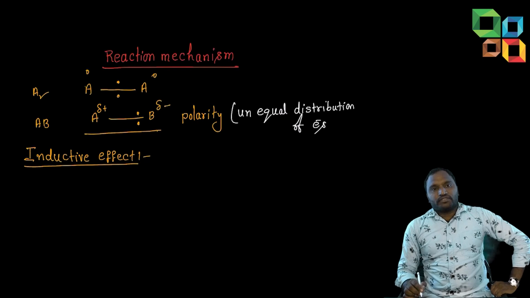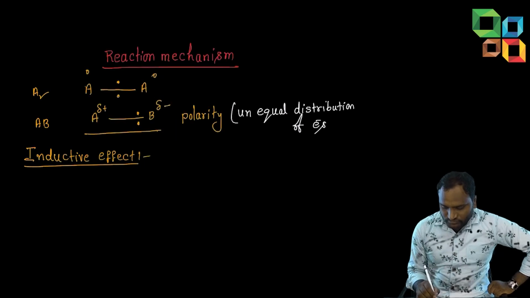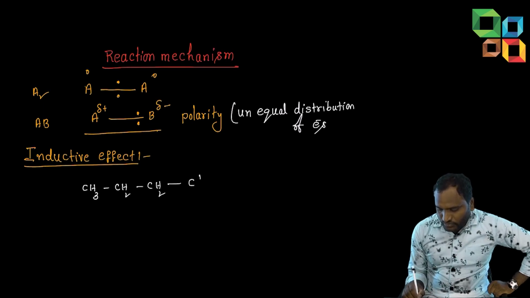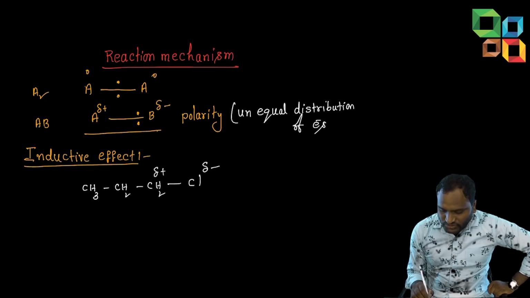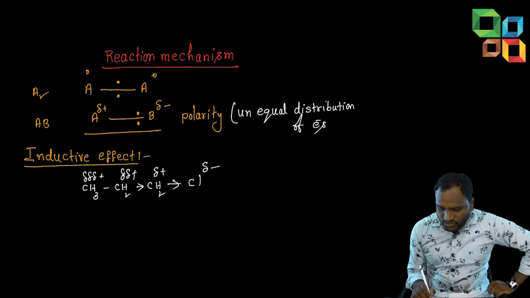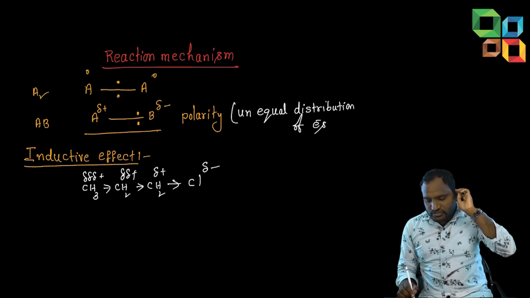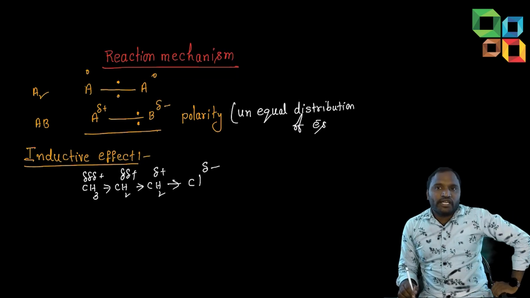Inductive effect. What is inductive effect, students? This is the carbon chain. Chlorine is there. Chlorine is more electronegative than carbon. So carbon will get a partial positive charge. Chlorine will get a partial negative charge because electron movement is towards the chlorine. So these are the losers. This is the atom gaining electrons. This effect is called inductive effect.